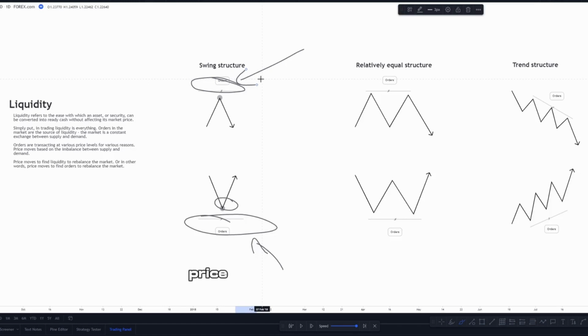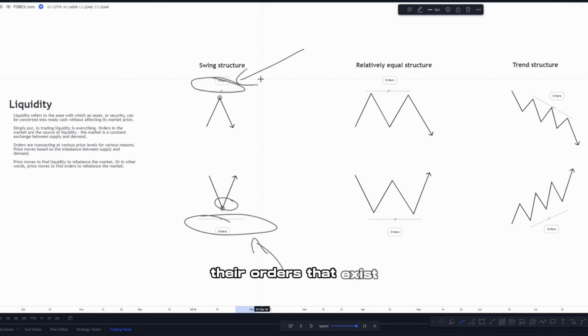Because at the end of the day, price moves to find liquidity to rebalance the market, or in other words, price moves to find orders to rebalance the market. Price is moving from one price to another price for various reasons, but price moves based on the imbalance between supply and demand. All that is happening on this chart is people are buying and selling.